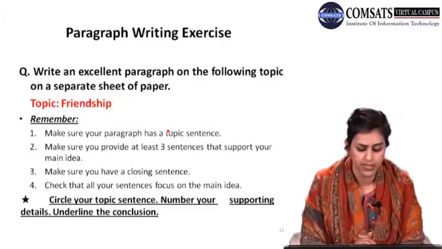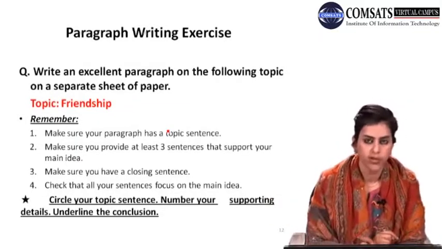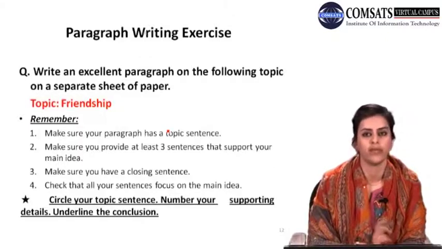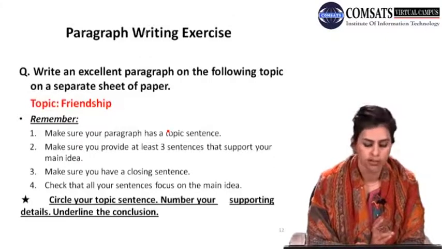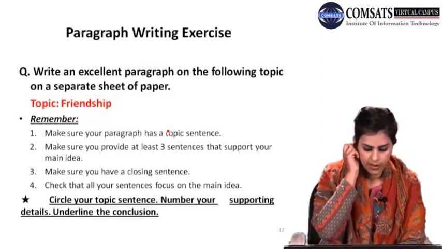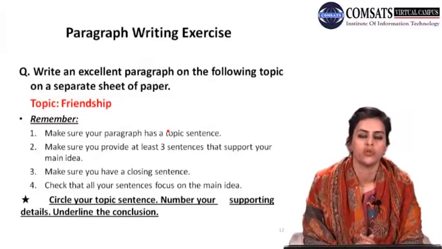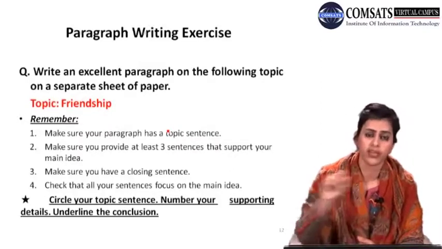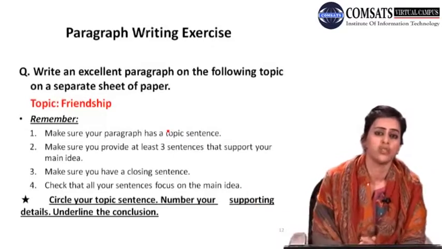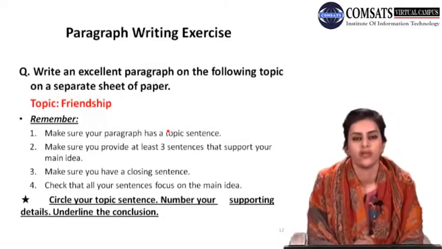You are supposed to remember that you are going to circle your topic sentence. You are going to number your supporting details, maybe 3, maybe 4. Then you are going to underline your conclusion, to differentiate your topic sentence from your supporting details, and then your closing sentence.